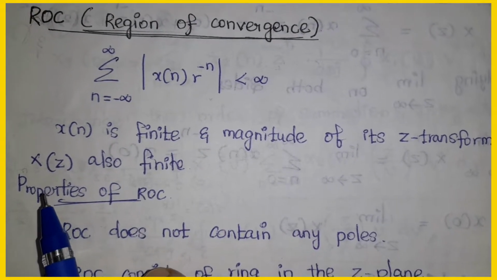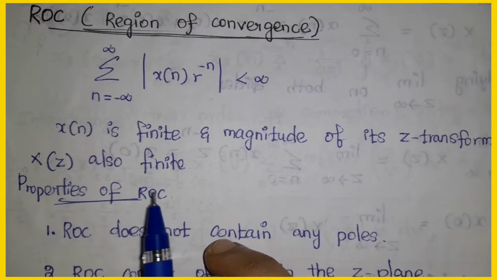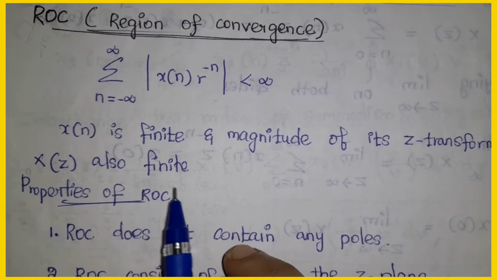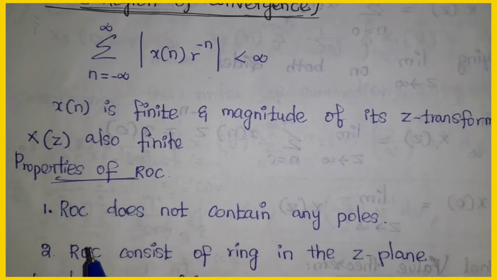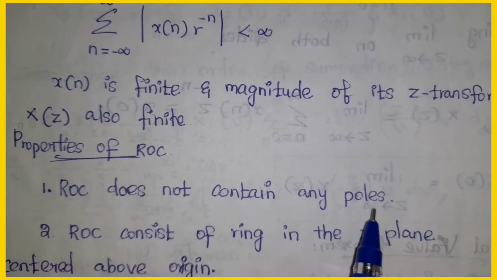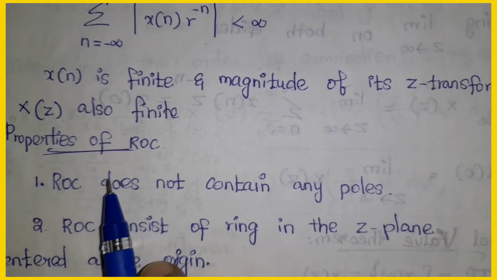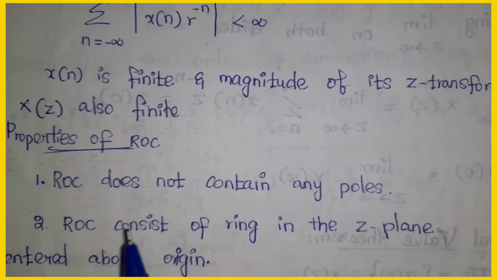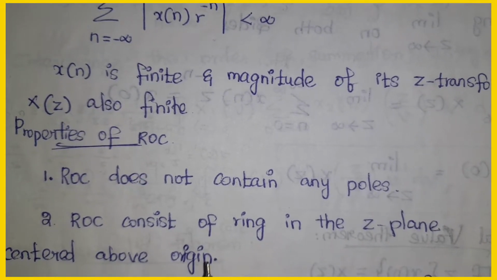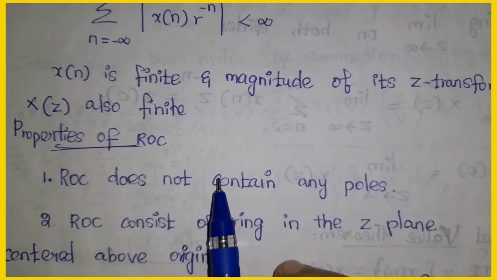And then main properties for the ROC. ROC is nothing but region of convergence. Properties, it's the benefit or nature of this ROC functions. So first point, ROC does not contain any poles. And then second point, ROC consists of a ring in the Z plane centered about the origin. So I will show what is the origin and then what is the poles.